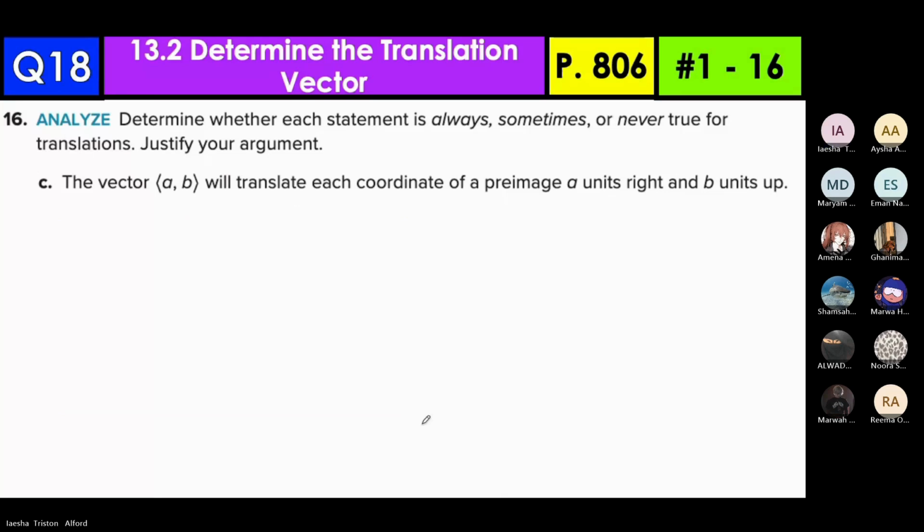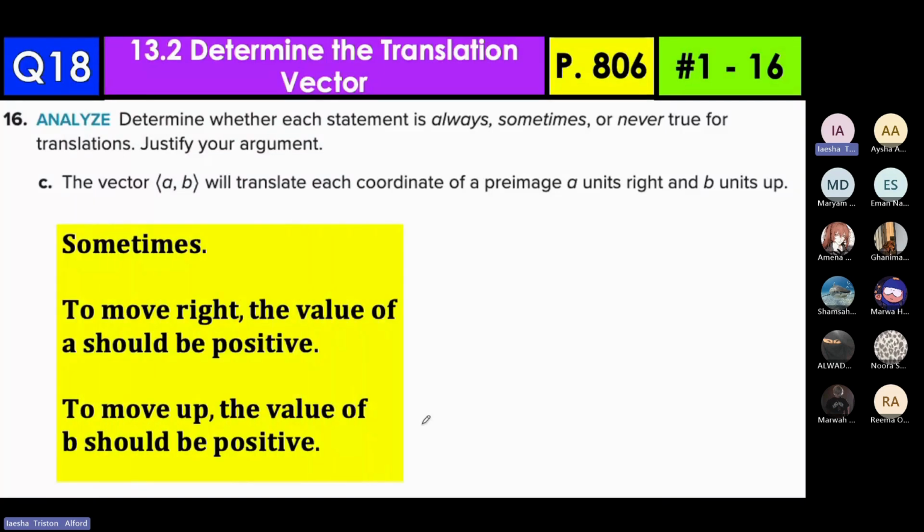And C, the vector A, B will translate each coordinate of a pre-image A units right and B units up. This one is only sometimes. The A can go right and the A can also be negative. What happens if you have a negative number? You're not going to go right, you're going to go left. What happens if you have a negative B? You're not going to go up, you're going to go down. So this one is only sometimes because it depends if the number is positive or negative.